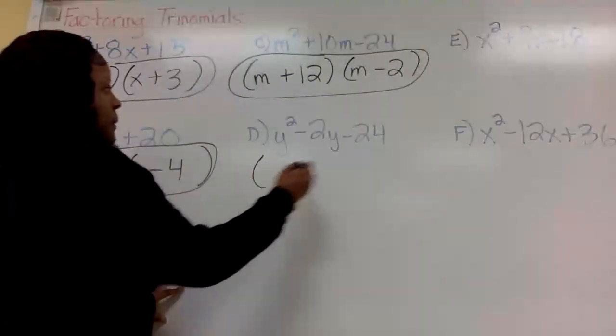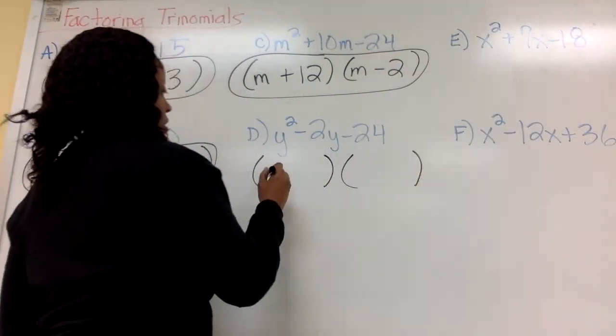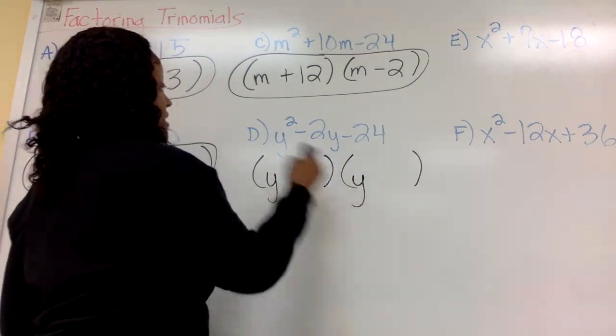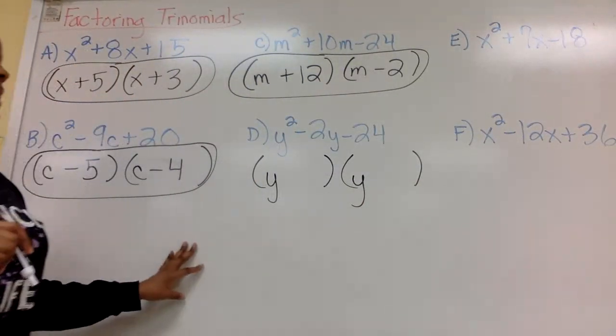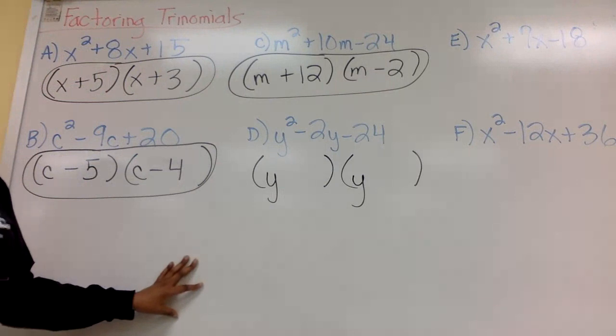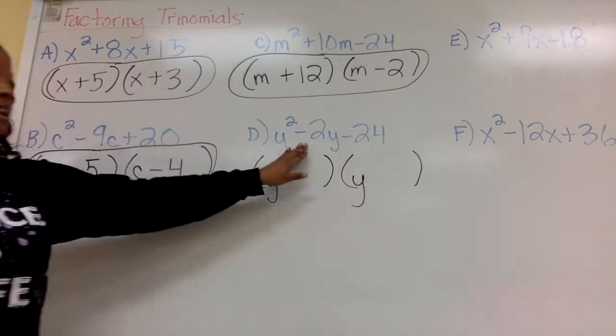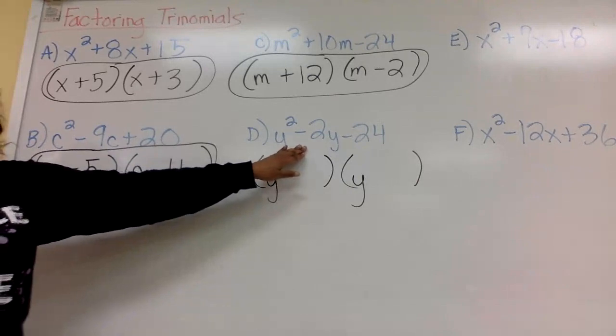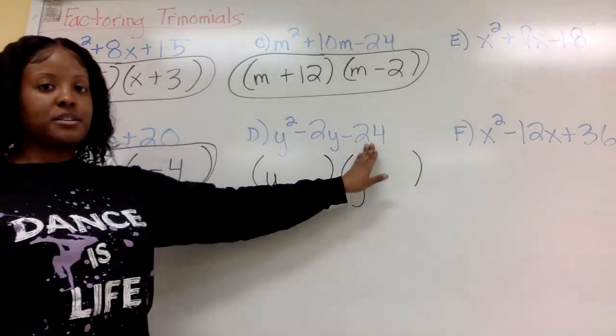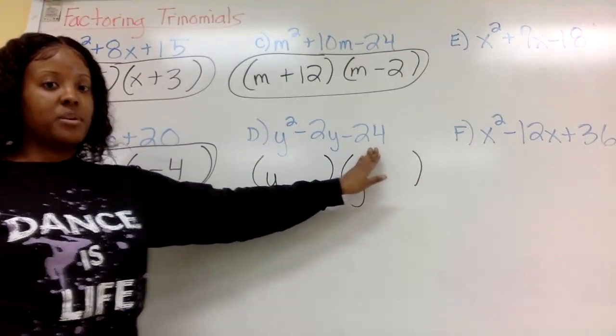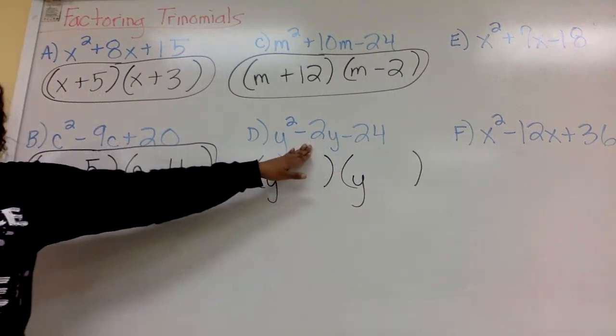All right, let's come down here to D. So something times something has to give me y squared. We'll go ahead and put in y times y. This time we need two numbers that multiply to give me negative 24, add to give me negative 2. Again, multiplies to give you the last number, in this case, it's negative 24. Adds to give you negative 12.